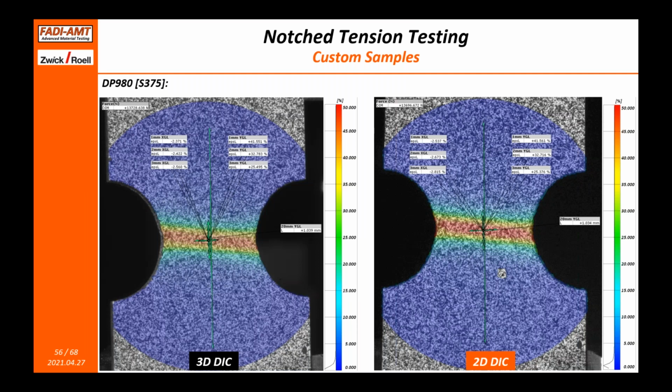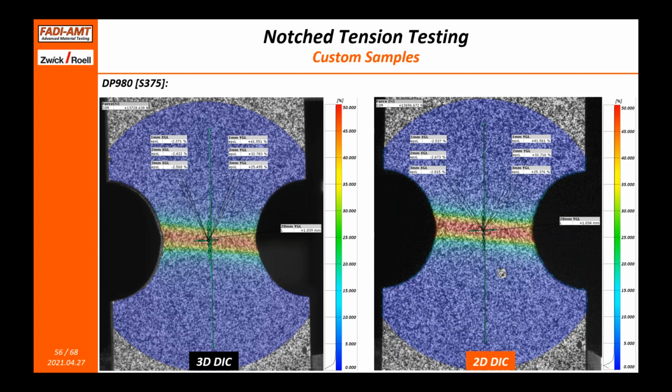Something like this. And I'm showing here a direct comparison for a DP980 between the 3D DIC system and the 2D DIC system. So again, we went back to our systems and we changed the field of view by playing with the lenses and the distance from the camera to the object. And we matched again the pixel resolution with the same cameras. And you can see the results here between the left and the right.